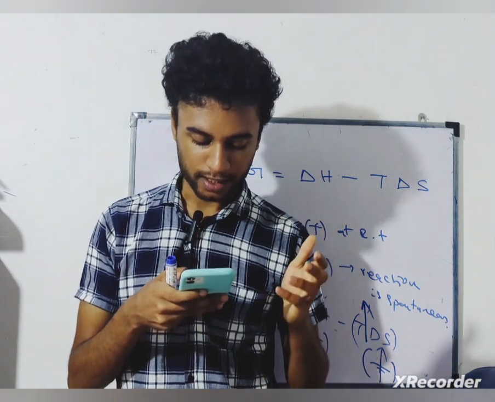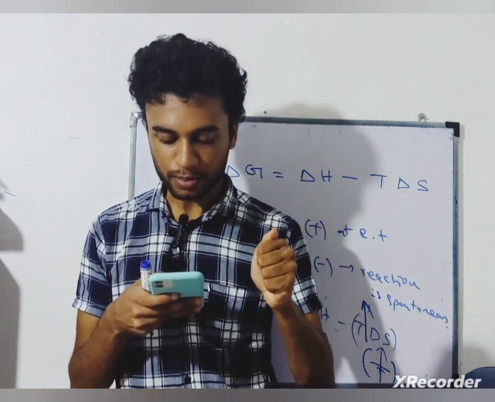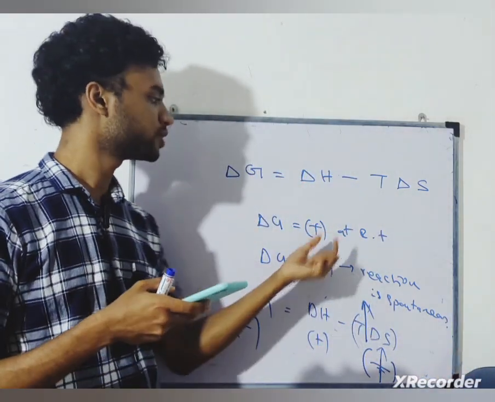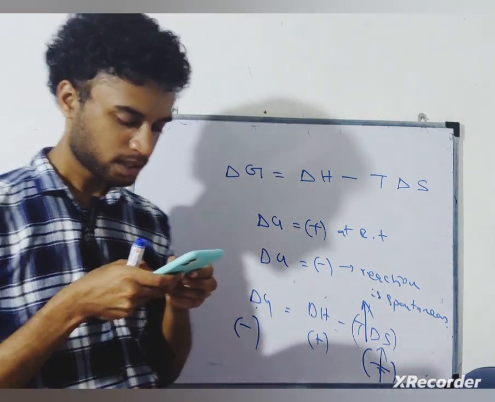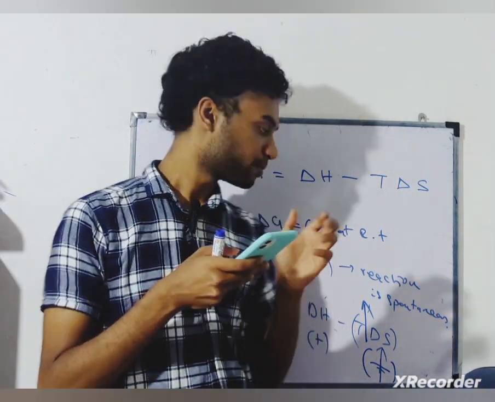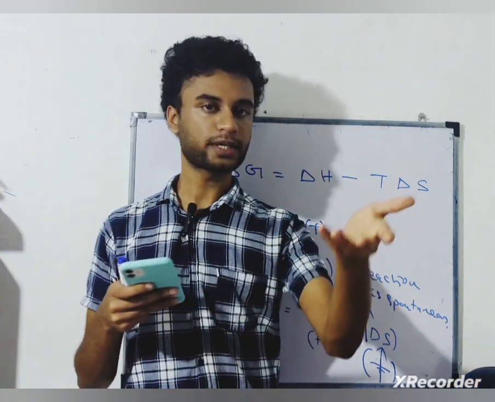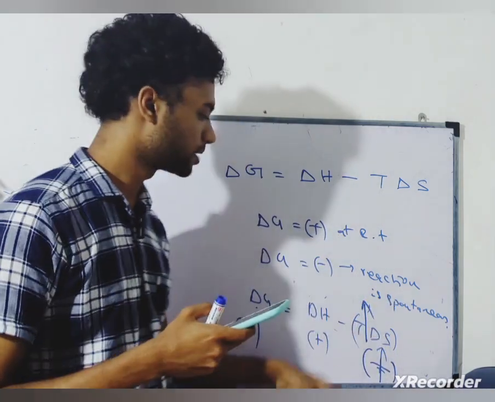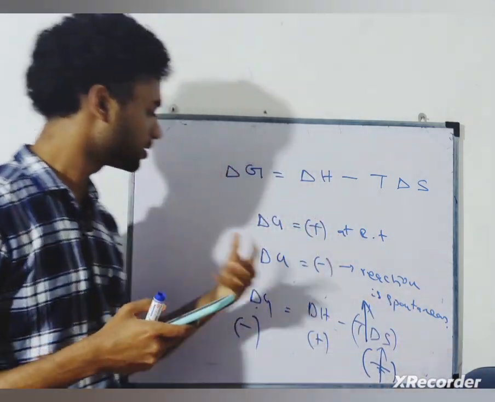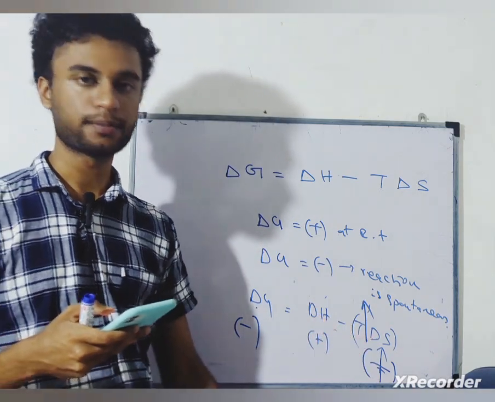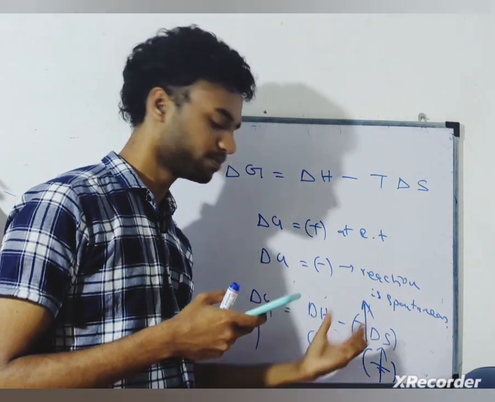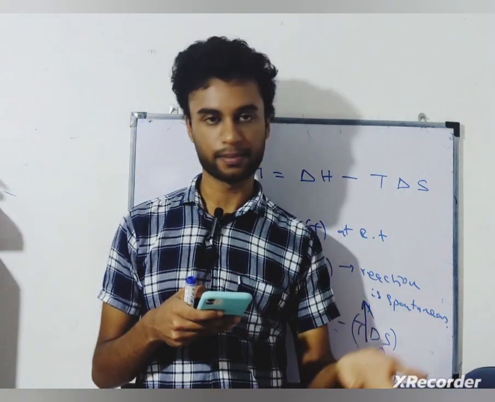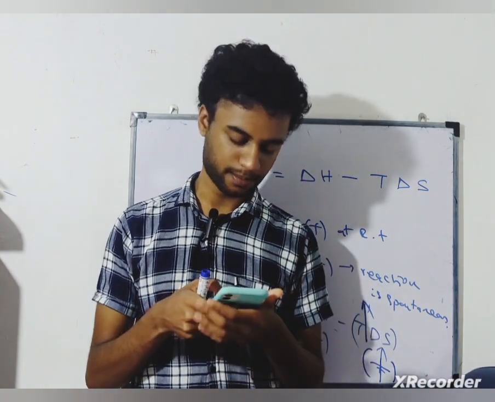So read the question carefully. A reaction which is non-spontaneous at room temperature: delta G should be positive at room temperature. That's understood. Become spontaneous at high temperature. That means definitely, to become spontaneous at higher temperature, delta S should be positive. Otherwise, there's no way, right? For delta G to be negative at higher temperatures, delta H should be positive. So delta H is positive, delta S is positive, and delta G is positive at room temperature. It will become negative at a higher temperature.